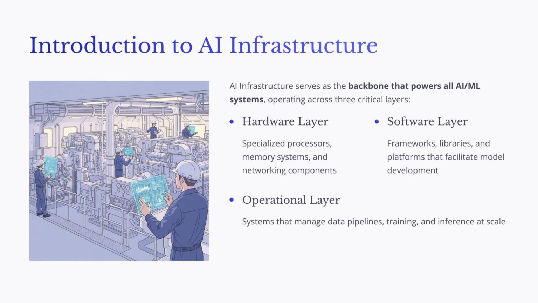Think of it as a living organism. The hardware is the muscle and bones, the software is the nervous system, and the operational layer is the circulatory and immune system. Together, they form a complete body, an ecosystem that allows intelligence to emerge and thrive.